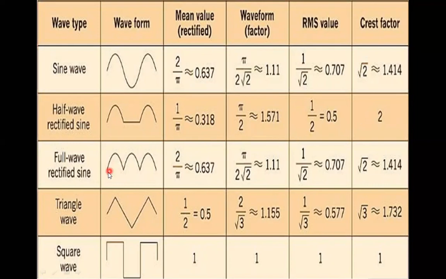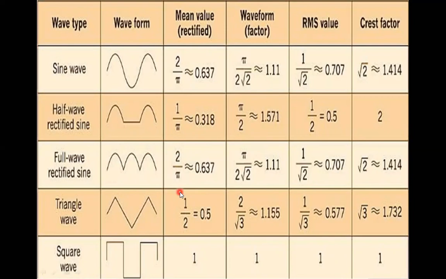And if you take the rectification with two diodes or the bridge diodes, this is the output of the bridge rectifier or full wave rectifier in sinusoidal form. For this, the mean value is 0.637. Please look at this particular sine wave: this value and the full wave values will be the same. Waveform factor is 1.11, RMS value is 0.707, and crest factor is 1.414.